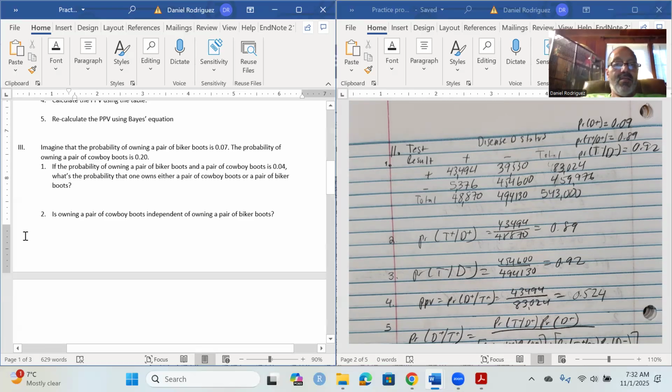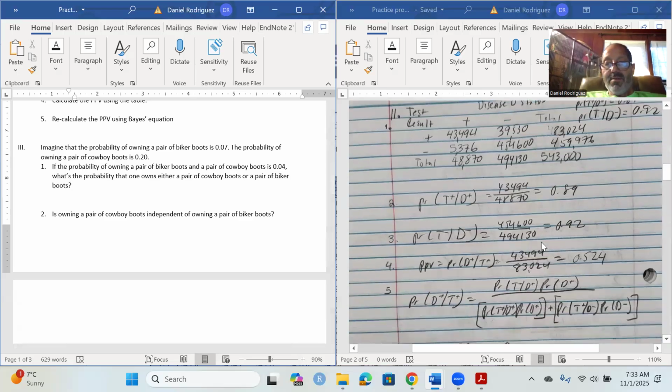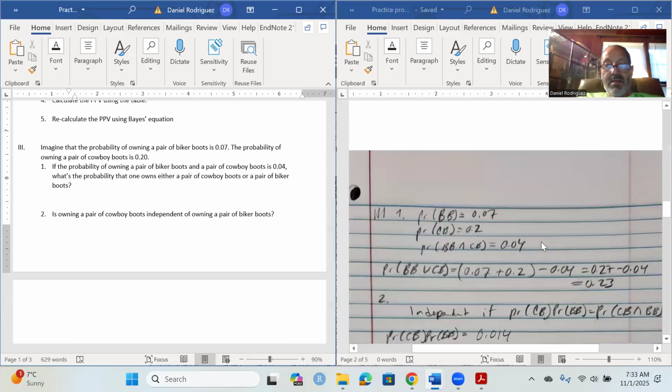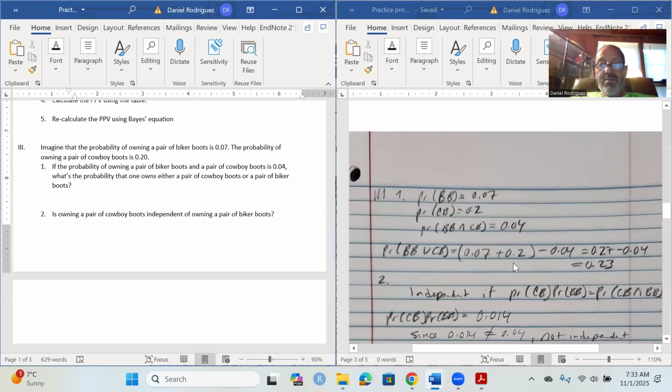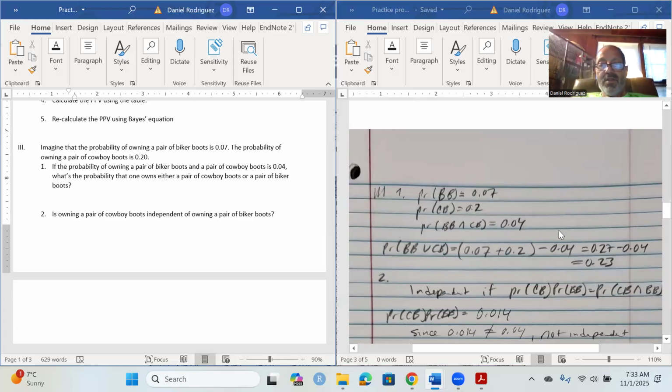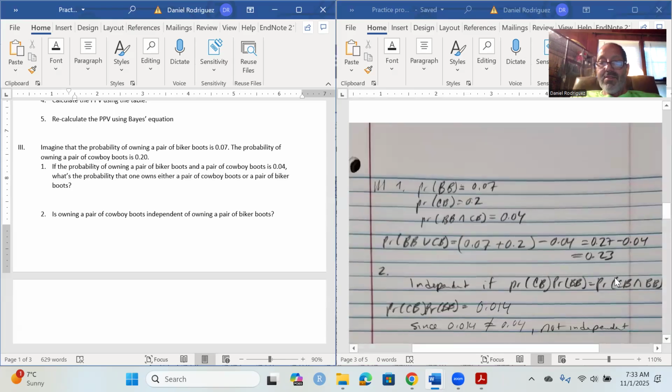So these are all word problems. When you say, what's the probability one owns either, you say, oh, it's either or. Or, I remember that's addition, right? So you're going to use the addition rule here. So it's going to be 0.07 plus 0.20 minus the probability of their joint occurrence, because apparently 4% of people own both. I'm not a big fan of the pointed cowboy boots. I used to have a really cool looking pair, but man, they hurt. So 0.27 minus 0.04 is 0.23. So that's your answer there.